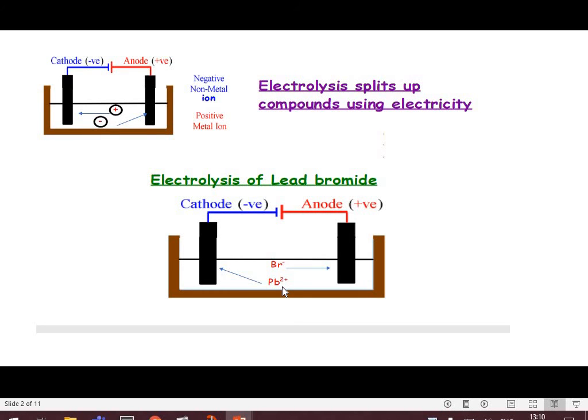So electrolysis is splitting up a compound. In your book, it asks you to add arrows to show the directions that these ions are moving. If you see Br minus, minuses will be attracted to the positive electrode, so bromide will go to the anode, lead will go to the cathode. So opposite charges attract.